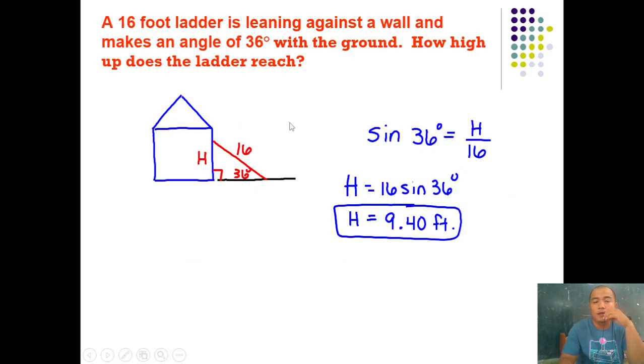A 16-foot ladder is leaning against a wall and makes an angle of 36 degrees with the ground. How high up does the ladder reach? This is what we're trying to find, h. The length of the ladder is 16 feet, forming an angle of 36 degrees with the ground. The sides involved are the opposite side and the hypotenuse, so we're going to use the sine function. Sine 36 equals h over 16, multiply both sides by 16. 16 times sine 36 is 9.40 feet.